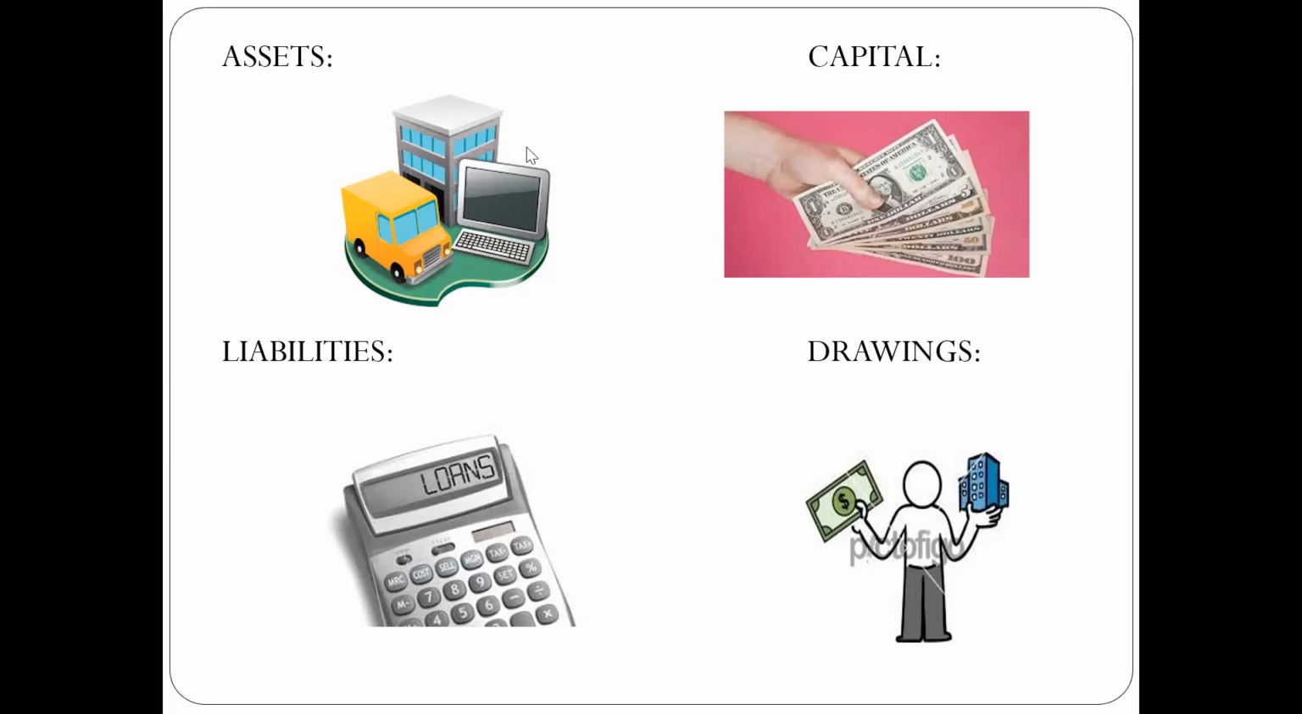Then we have liabilities there on the left-hand side bottom. You will see there in the calculator, it's showing the word loans. That is an example of a liability. That means one person is owing money to another person, or one business is owing money to another business. And then on the right-hand side bottom, we have drawings. And what is drawings again? I told you, you must remember that concept. This is when an owner takes money for his own personal use. So see that little man with the money in his hand? He's taking money from the business, but for himself. And that we call drawings.